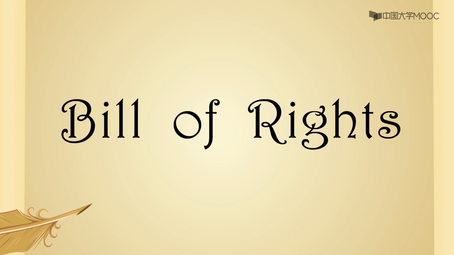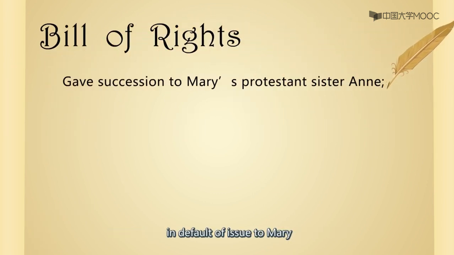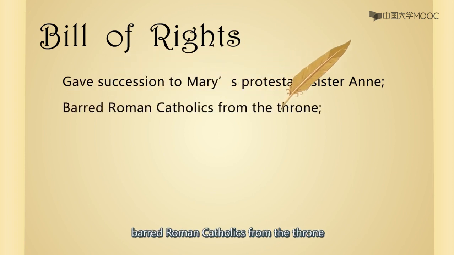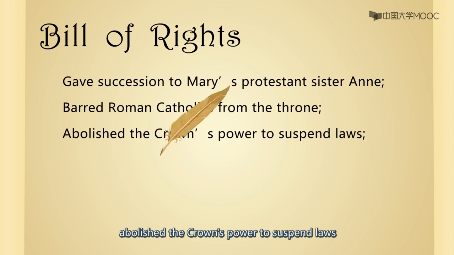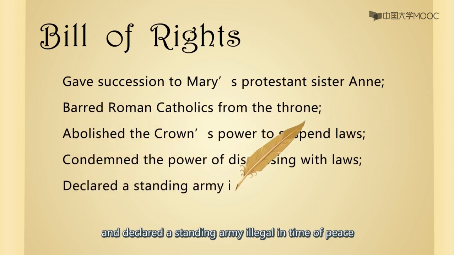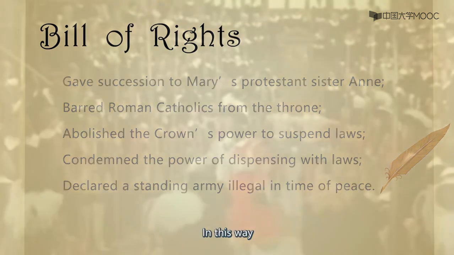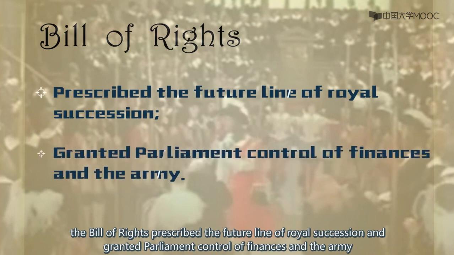constitutional law. This bill gave the succession to Mary's sister Anne, in default of issue to Mary, barred Roman Catholics from the throne, abolished the crown's power to suspend laws, condemned the power of dispensing with laws, and declared a standing army illegal in time of peace. In this way, the Bill of Rights prescribed the future line of royal succession and granted Parliament control of finances and army.